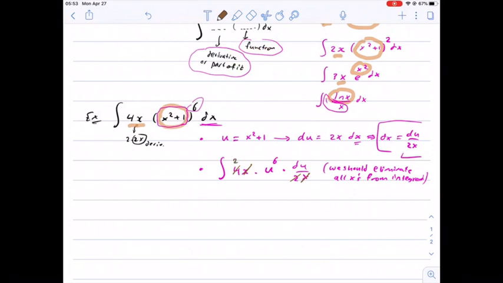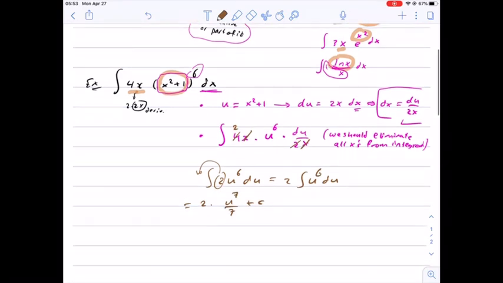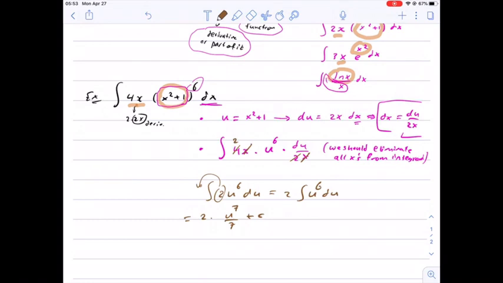We get 2 here. So this becomes the integral of 2u to the power 6 du, and since this is a constant, we can bring it out of the integral. It becomes 2 times the integral of u to the 6th du. Now, what is the integral of u to the 6th? It's u to the 7th over 7 plus c. Now, is this the final answer?